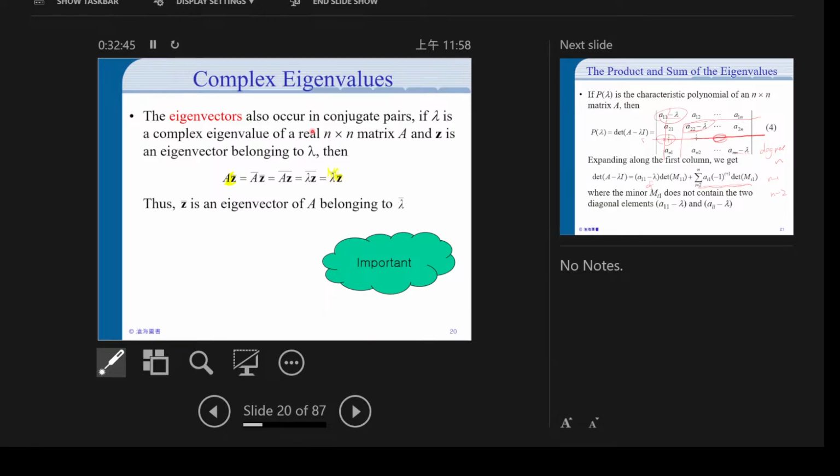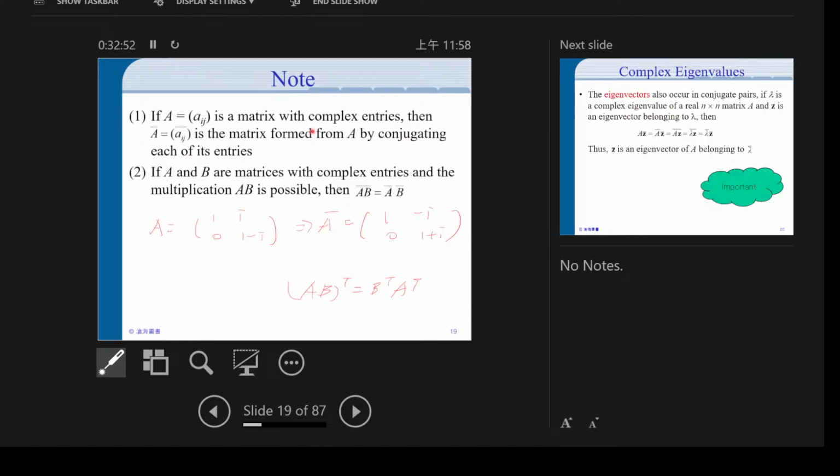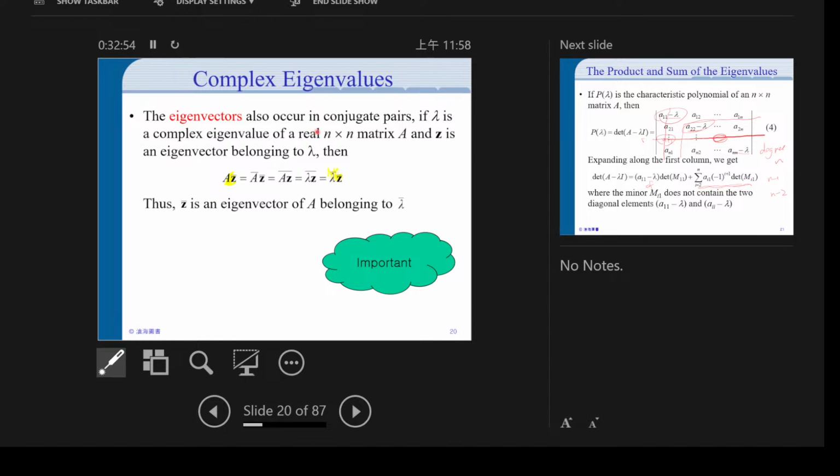A real matrix can still have complex eigenvalues and complex eigenvectors, but we have a nice symmetry here. If A is real, then the complex eigenvalues and complex eigenvectors come in pairs. If lambda is an eigenvalue, then lambda bar is also an eigenvalue, and if z is the eigenvector, then z bar will be the corresponding eigenvector.